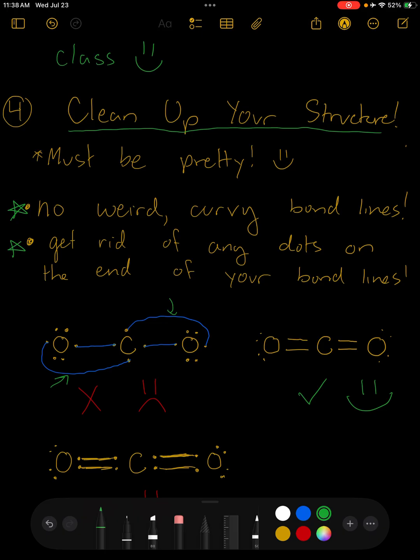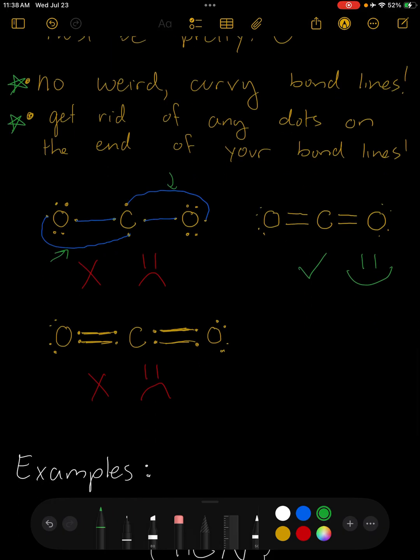Also, you got to get rid of any dots on the end of your bond lines. So a lot of people, especially in regular chem, because we teach them how to do this the same way, they'll leave these dots on the end of their bond lines. And while I don't personally have a problem with it, AP test people might. It depends on your grader. So I need you to clean up your structure. And by that, I mean getting rid of those little dots on the end of your line. So your structure should be clean, it should be nice, it should be pretty, just like this one over here.